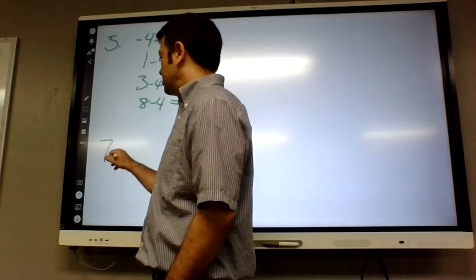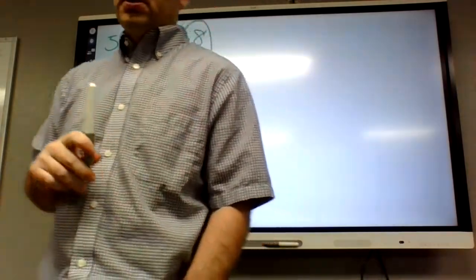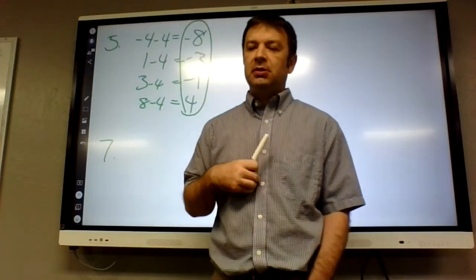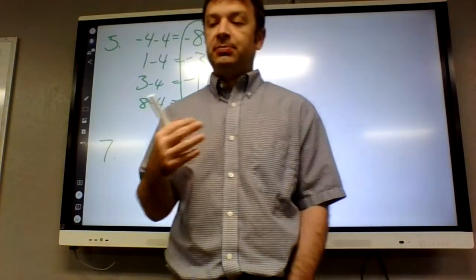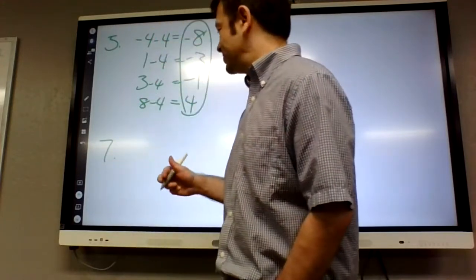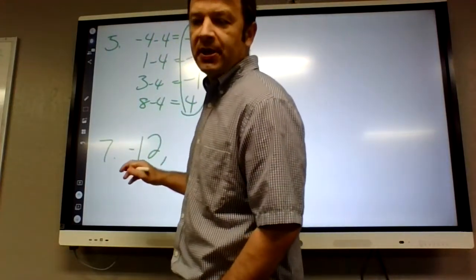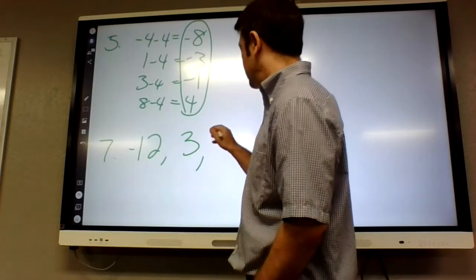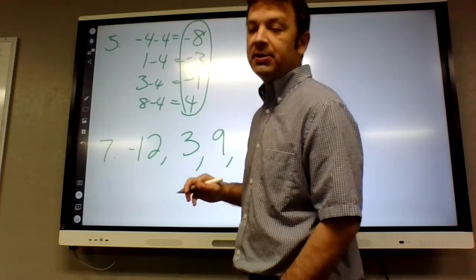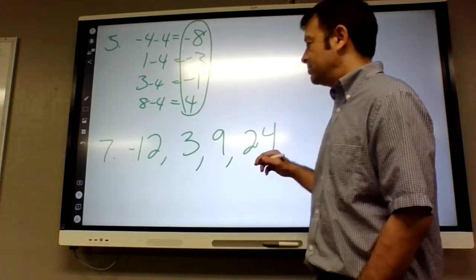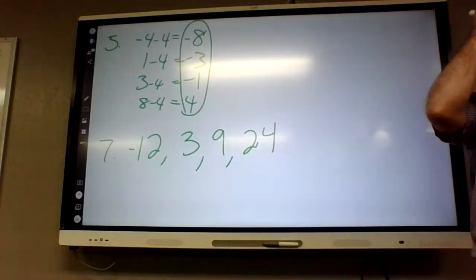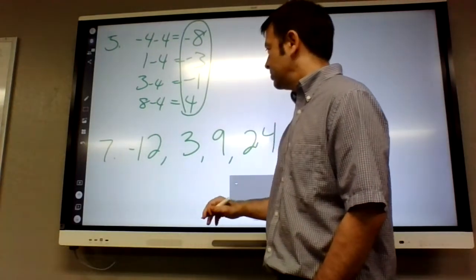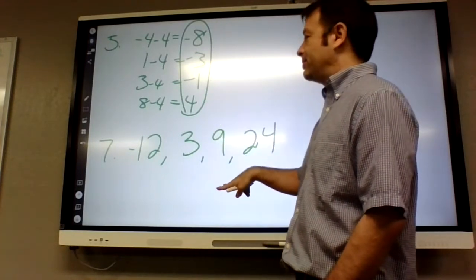Okay. 7. I'm not going to write all these down, but what does 3z mean? Multiply. Multiply 3 times whatever. So 3 times -4 is? 3 times 1 is? 3 times 3 is? And 3 times 8 is? Okay, so I didn't write that. These are pretty basic, like writing down 3 times -4 is not really that important, so you don't have to show your work on that. I did it on 5 just so you guys could see what I was doing.